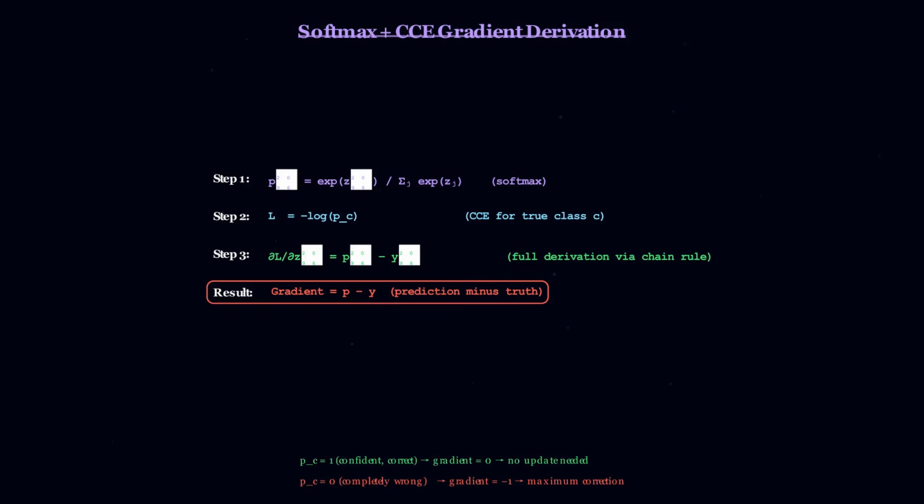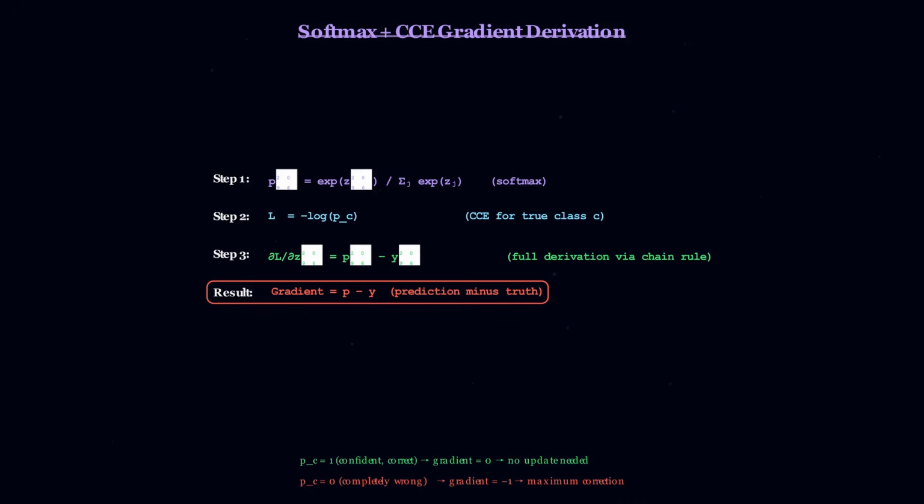For the true class c, partial L over partial zc equals pc minus 1. For every other class k not equal to c, partial L over partial zk equals pk. Stacking all classes, the gradient vector is p minus y, where y is the one-hot label. That's the entire gradient, one subtraction.